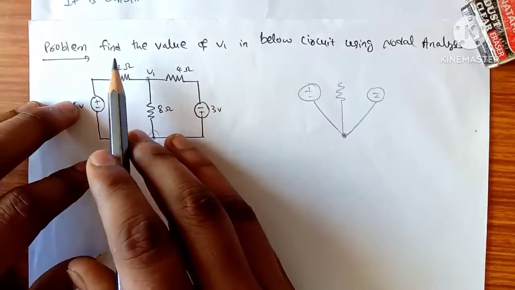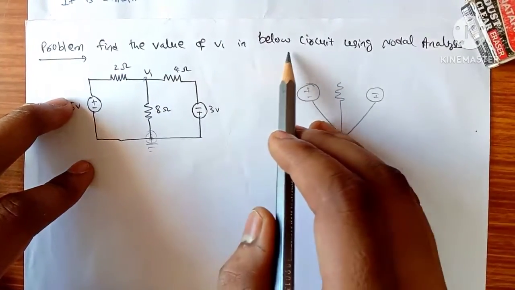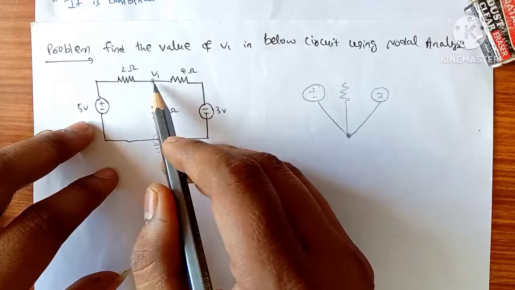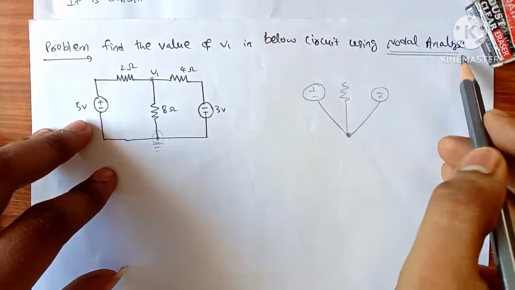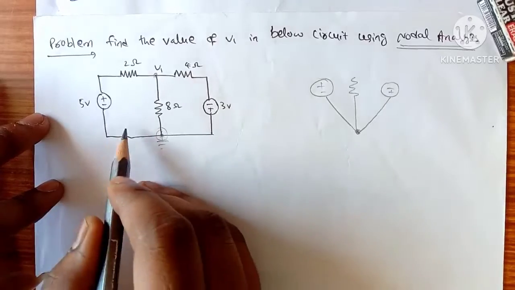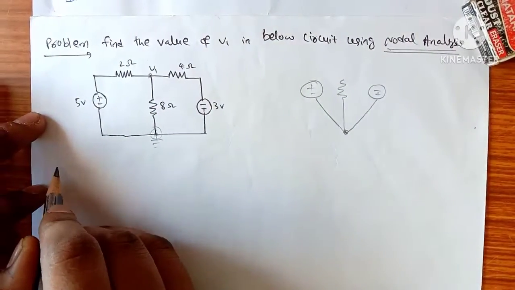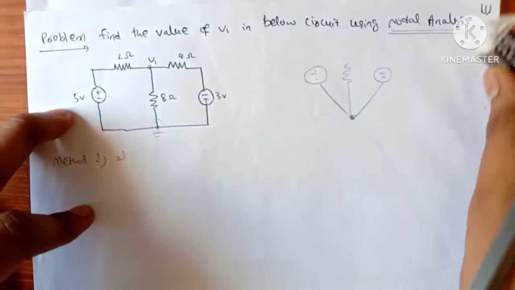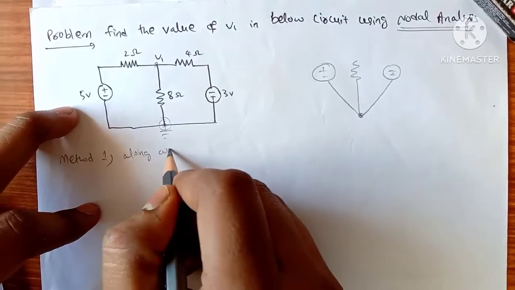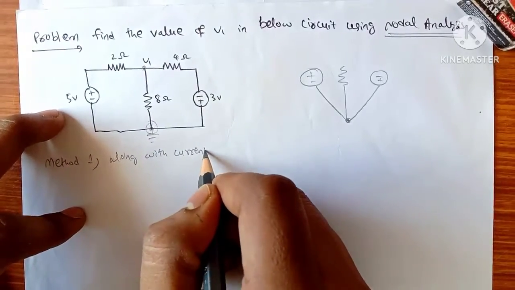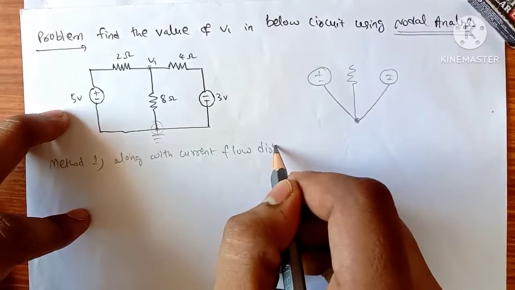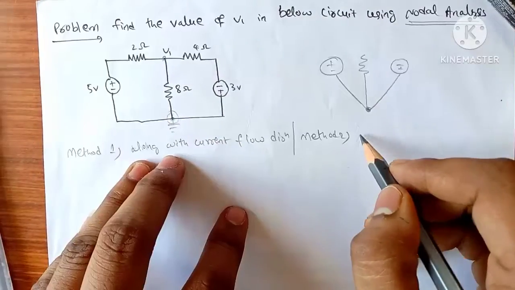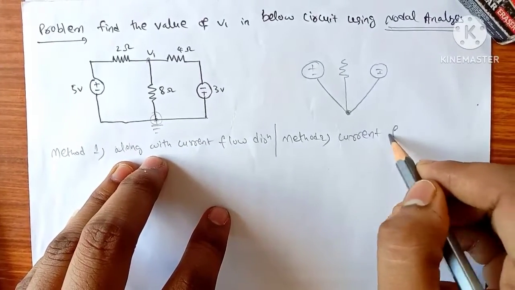So what is the question asked? Find the value of V1 in the below circuit using nodal analysis. So we want to find V1 in this circuit using nodal analysis. We may solve this circuit in two ways: method 1, along with current flow direction, or method 2, current flowing away from the node.